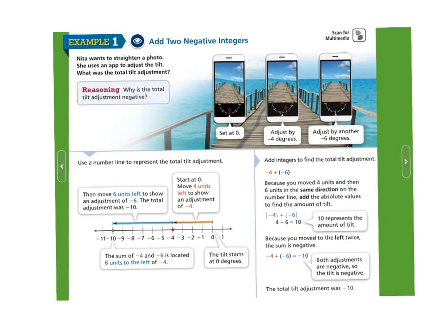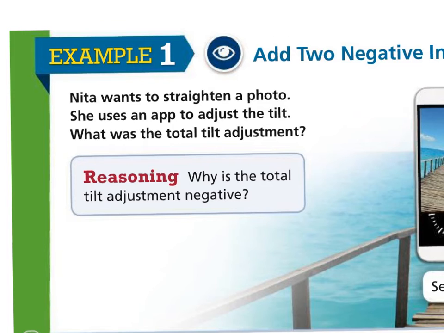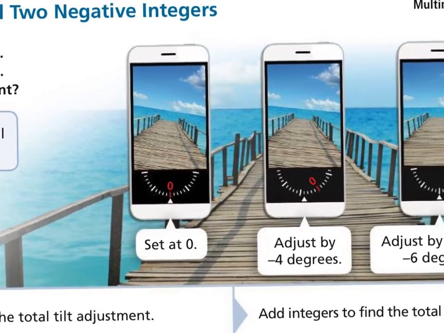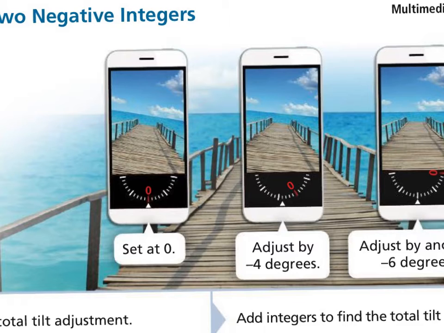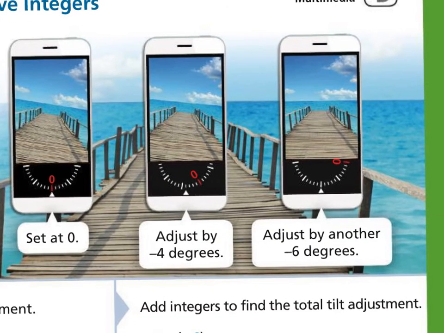So example 1, Nita wants to straighten a photo. She uses an app to adjust the tilt. What was the total tilt adjustment? So if you look here, it was set at 0. It's tilted a little bit. It's adjusted by negative 4 degrees. And then it's adjusted by another negative 6 degrees.